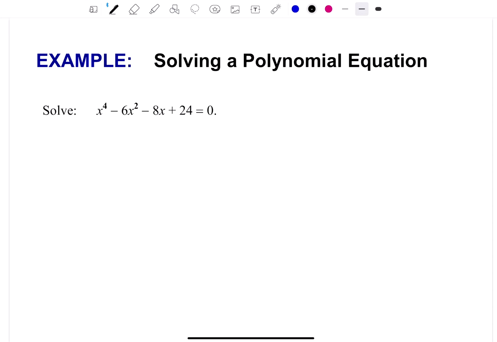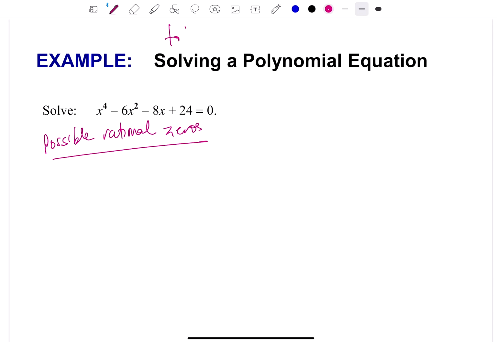It's a 4th degree, and factoring by grouping is not going to help because I will not have the same numbers in the parentheses. Let's think about possible rational zeros. So make a list of possible rational zeros.